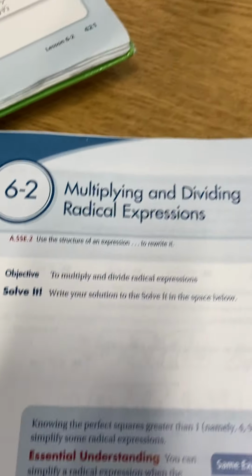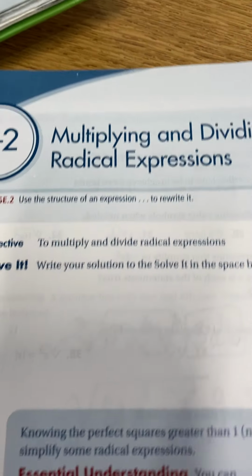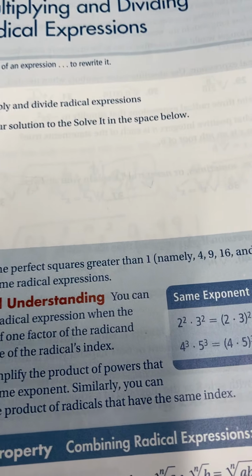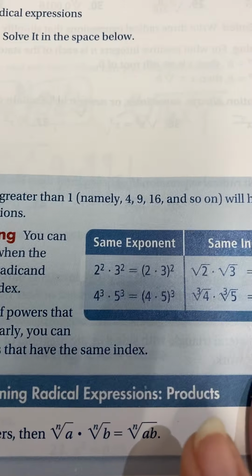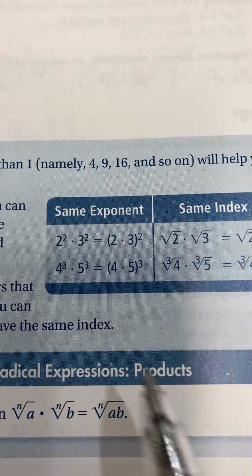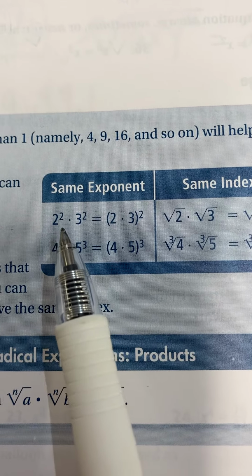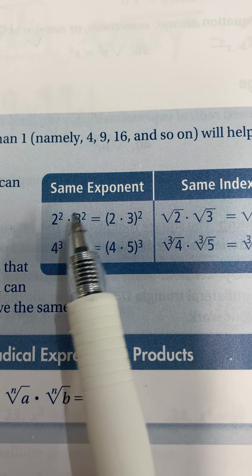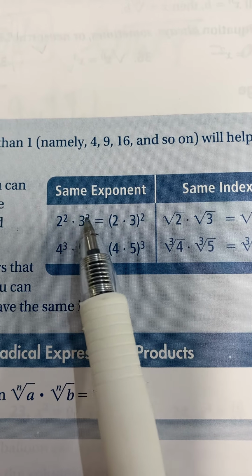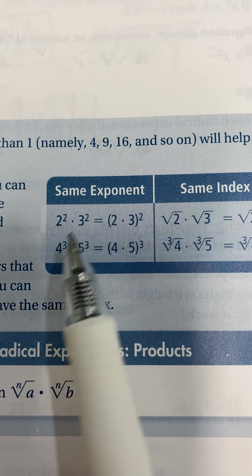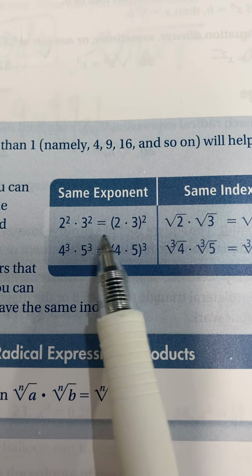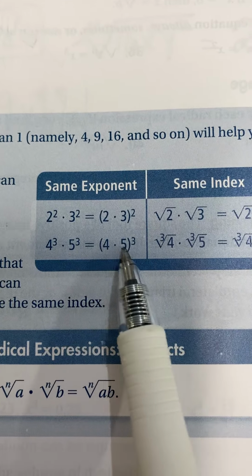All right, Math 3, we are going to start multiplying and dividing radical expressions. We're going to be dealing more with what we did the other day. If you want to go through here and take a look, they're just giving you some examples of what you can do here. Like if you have your exponents are the same, you can go ahead and multiply the base numbers together and then square it. So you can take 4 times 5 and then cube it, or you can do them individually and do it.